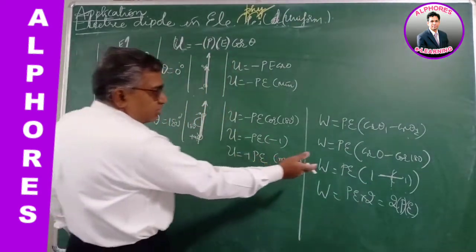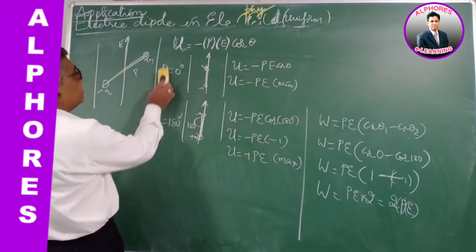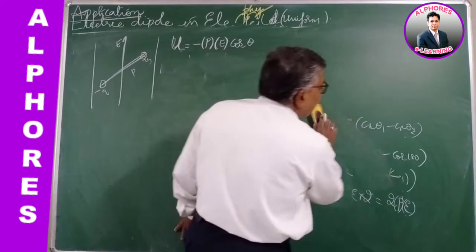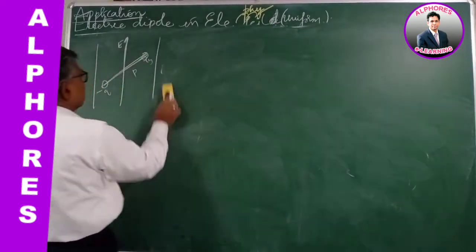This is also a previous entrance question, a very good question to remember. The potential energy of the dipole in an electric field is minus PE cos theta.